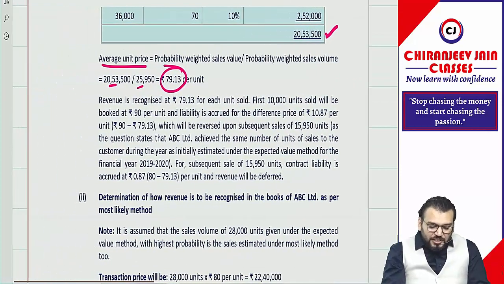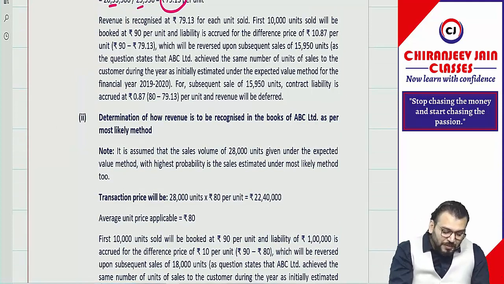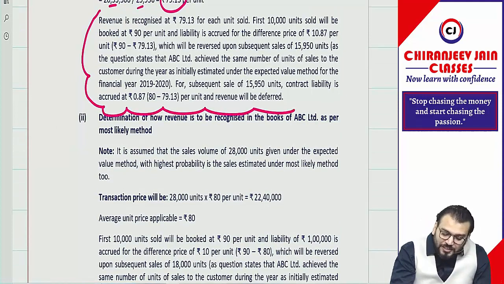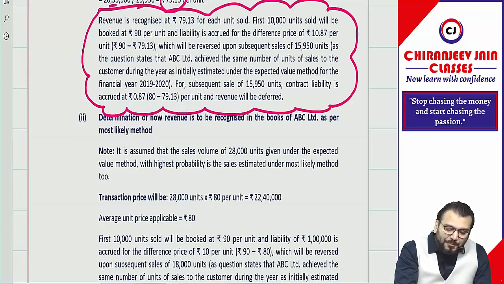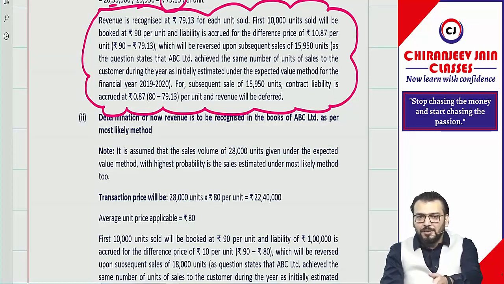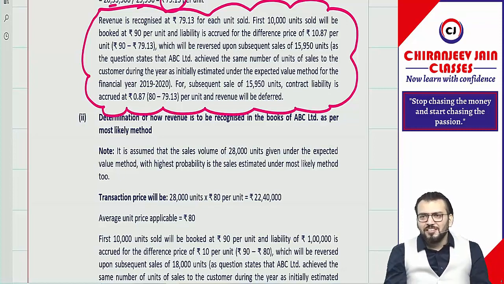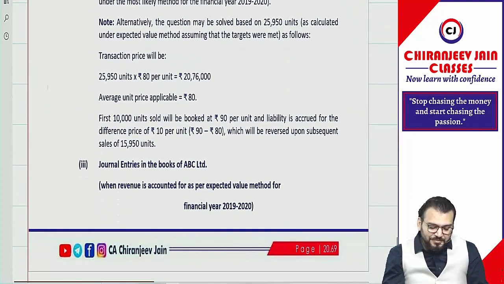I have just done this to inform you that I have not understood the solution, because when you read this now, you will also not be able to understand what they are actually saying. My viewpoint was that for the first 10,000 we'll take 90 per unit, but we'll recognize revenue at rupees 80 only, because we know that the expected number of units in the second range is 25,000. How can we take 79.13? What is this? Correct?